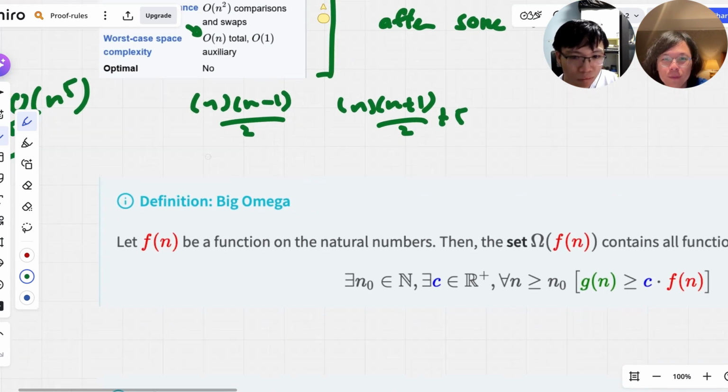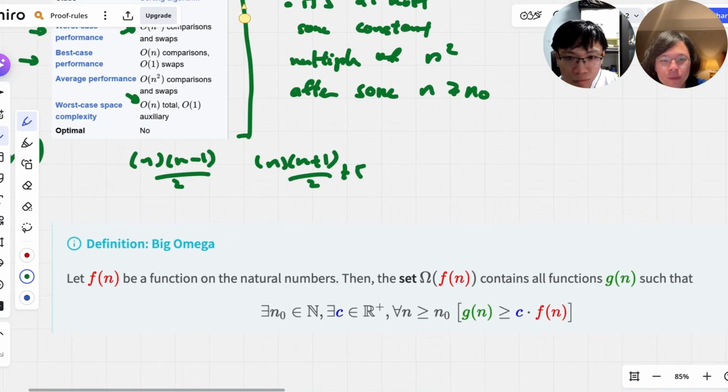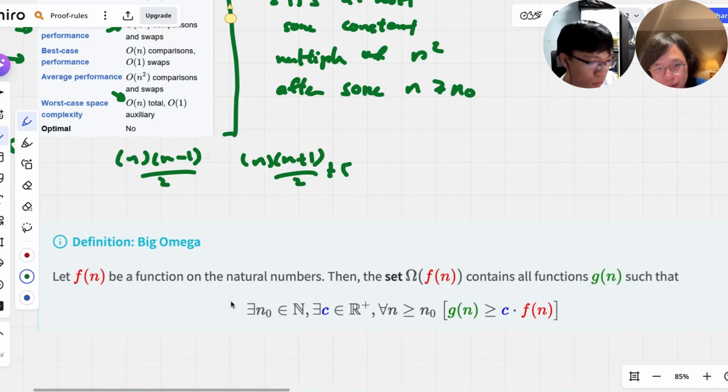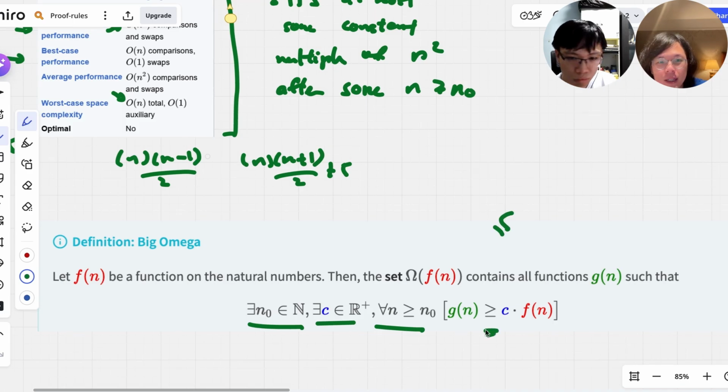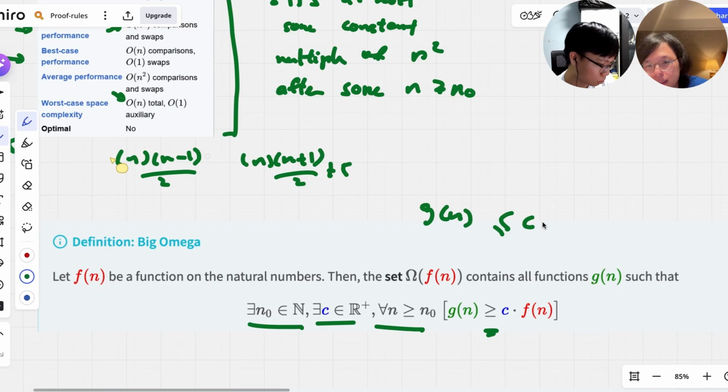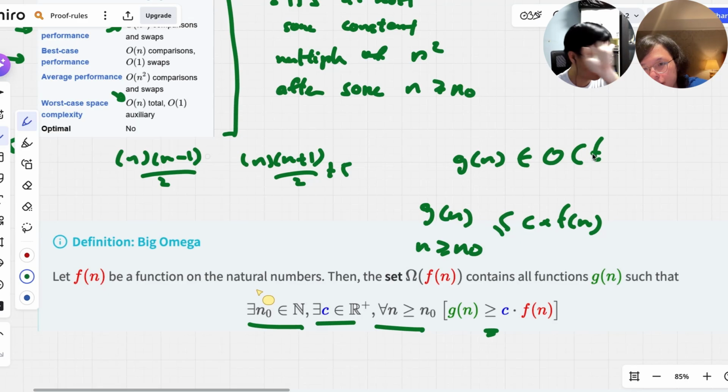So following up from Big O, we also have Big Omega, which is very similar. There still exists a starting point, there exists a constant multiple, such that for all n greater than or equal to that starting point. But this time around, instead of less than or equal to, it's greater than or equal to. So here's the intuition, right? If g(n) is at most C times f(n) past some n0 onwards, then we say g(n) is in O of f(n), right?